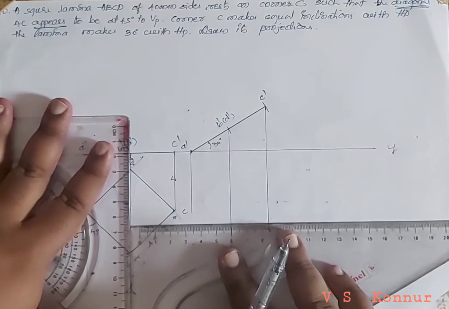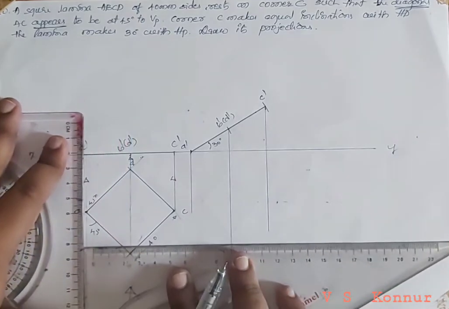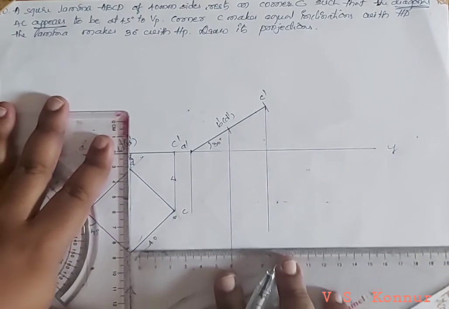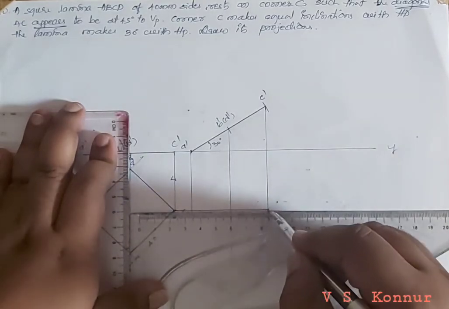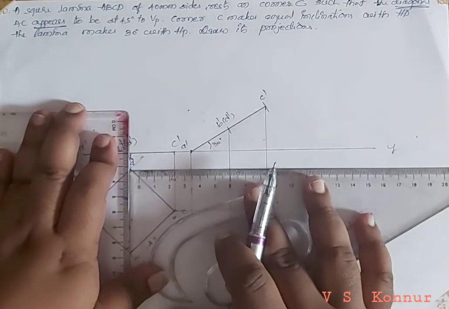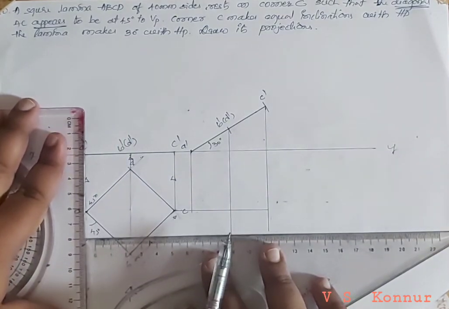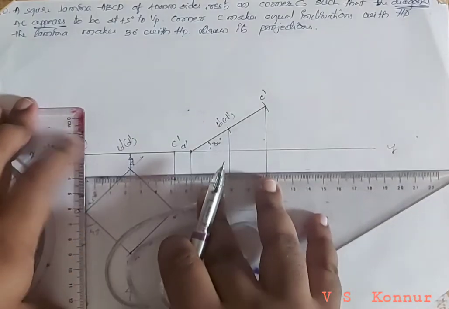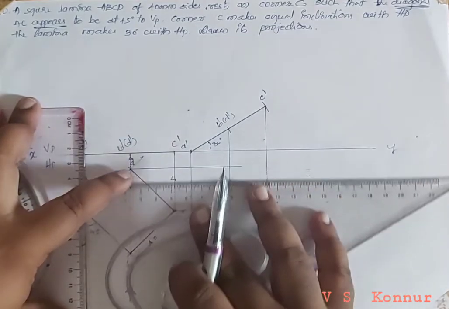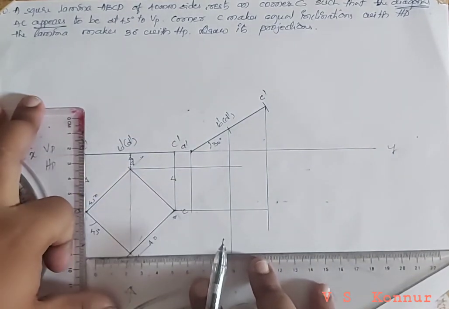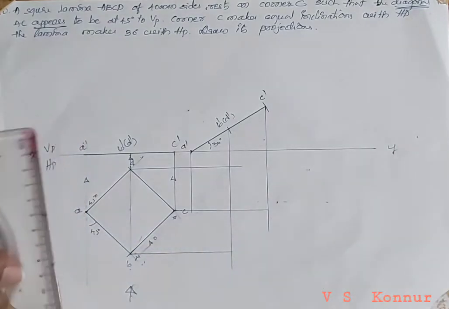So we'll take this as a reference, A to D, or we can take, so C I will draw from here. Then from A we have to draw. For that we'll take this as a reference. D point, B point. So all the points we got.